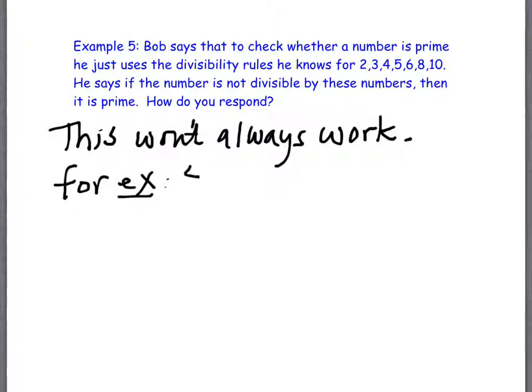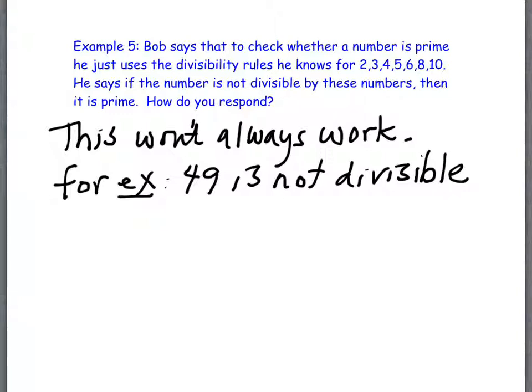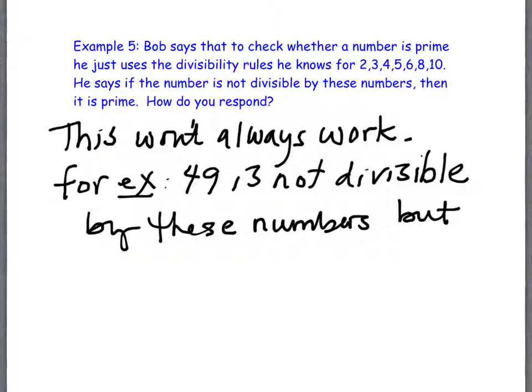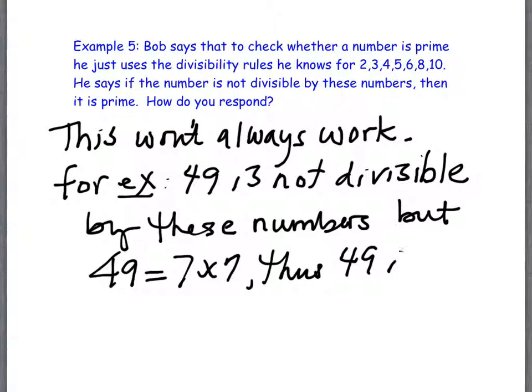For example, 49 is not divisible by these numbers, right? But what is 49? 7 squared, or 7 times 7. So 49 is 7 times 7. Thus 49 is not prime.